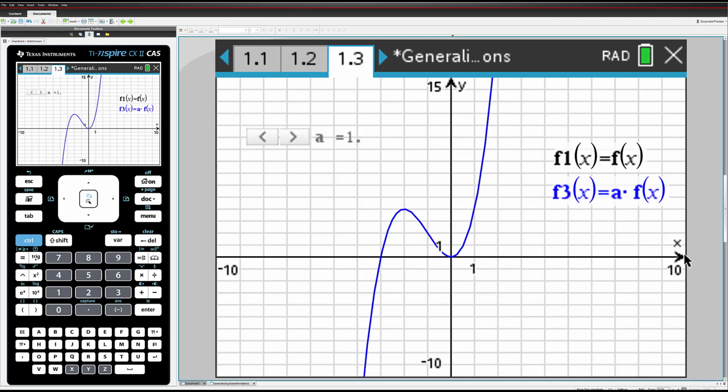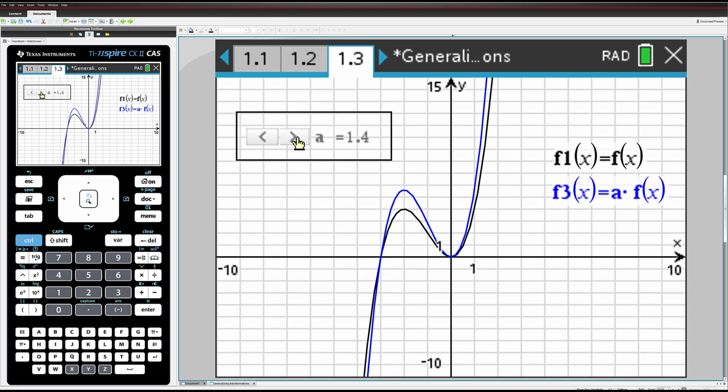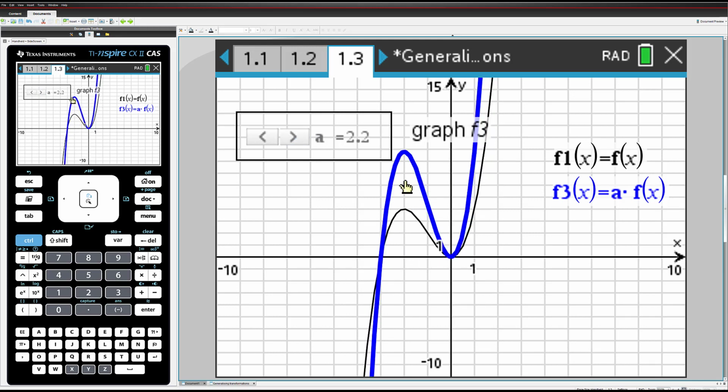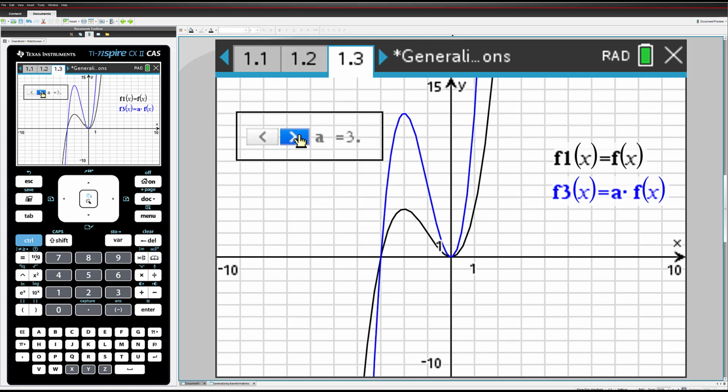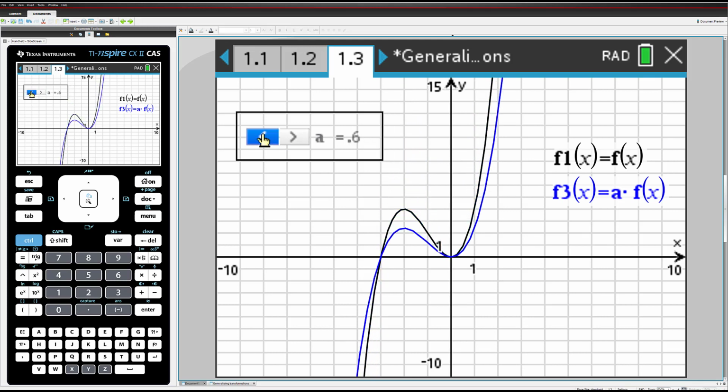Okay, so now we have the black graph, which is underneath, is f of x. The blue graph on top is a times f of x. As we make a bigger, that dilates the graph away from the x-axis. So you see when it's above the x-axis, that means it gets higher, okay, but when it's below the x-axis, when you're stretching away from the x-axis, the graph gets lower, okay. So the graph is stretched away from the x-axis. If a was less than 1, it would squash down towards the x-axis, okay. So that applies to all graphs.